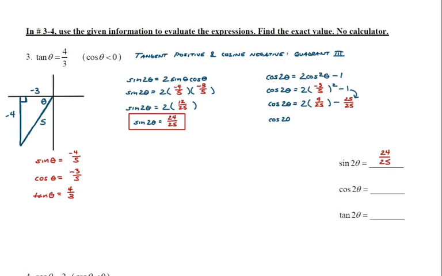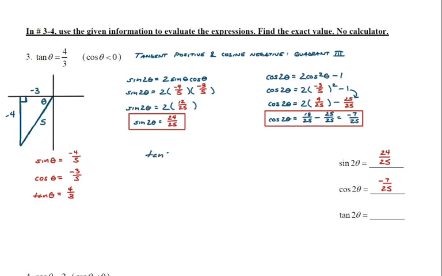So the denominator I'll be working with is 25. So I rewrote 1 as 25 over 25. So 2 times 9 over 25 is 18 over 25. And then if I subtract my two fractions, I would get cosine of 2 theta to be negative 7 over 25.